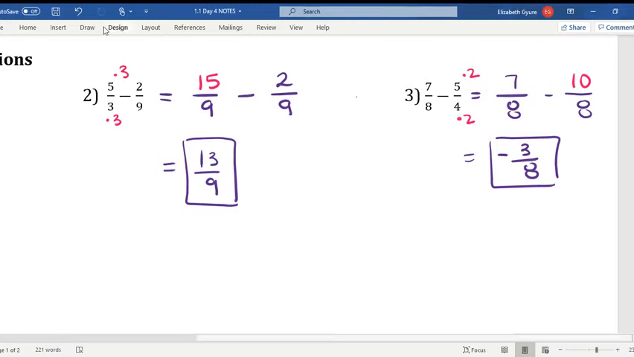Okay? Any questions on adding or subtracting? People at home, are we good with adding and subtracting? Okay. Excellent.